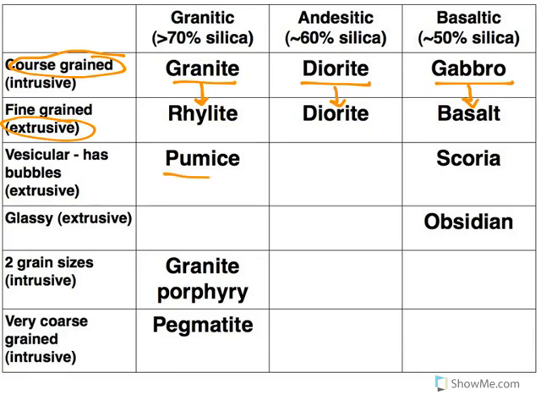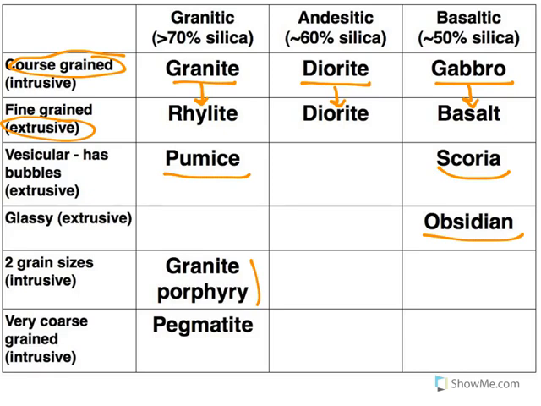We saw pumice as a nice example of a vesicular igneous rock. Pumice is very light in color, so we know that's granitic. Scoria is higher in metal, so it's going to be basaltic, but it too has air bubbles in it, so it is extrusive. Obsidian, very dark in color, so we know that's basaltic, but very glassy, so we know that's extrusive. And 2-grain size, we can look at granite porphyry as an example of 2-grain sizes.